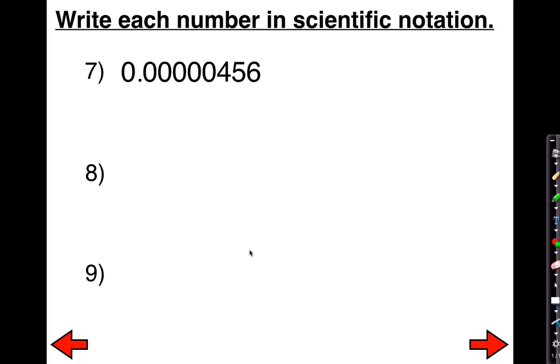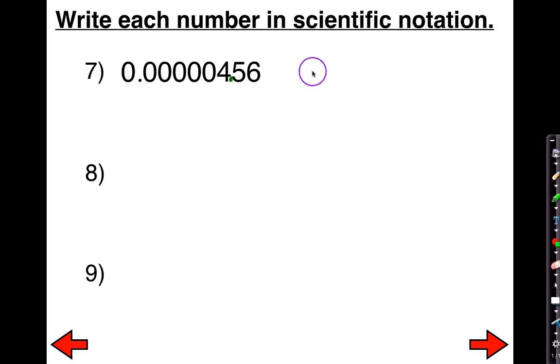Okay, your coefficient needs to be greater than or equal to 1, but it also has to be less than 10. So think about it. I have some options. I can make it 4.56, I can make it 45.6, or 456. But remember, meeting that requirement of being equal to 1 or less than 10, I'm definitely going to go with 4.56. So this is where I want my number to be.